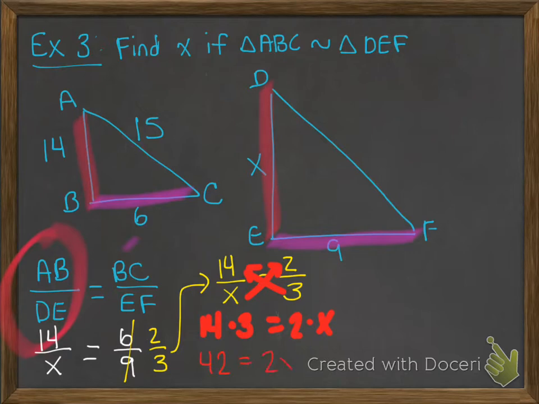So 14 times 3 is 42. 2 times x is 2x. All we do now to get x by itself is divide by 2. So my final answer is 21. Super simple. That's all it is. So make sure you got this down. If you've got any questions, please let me know.